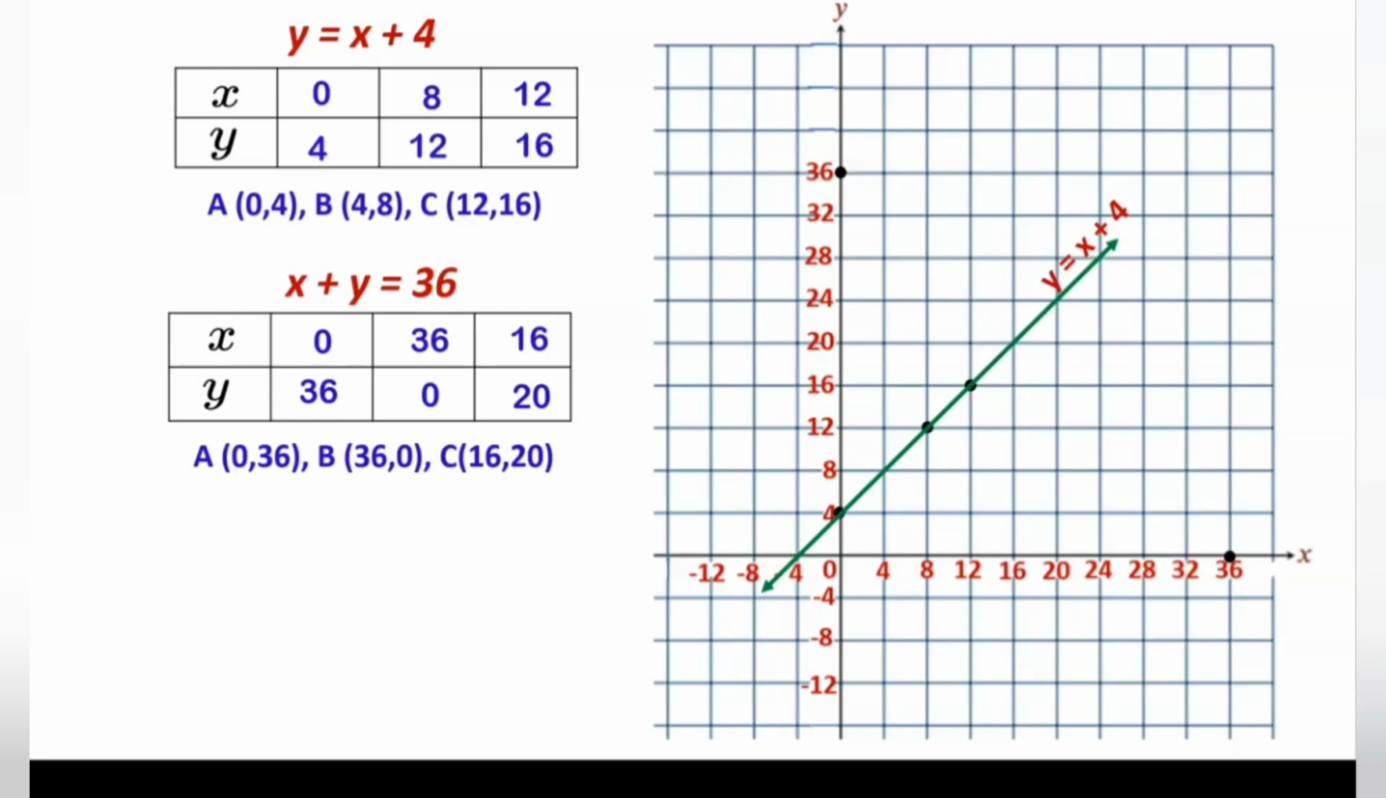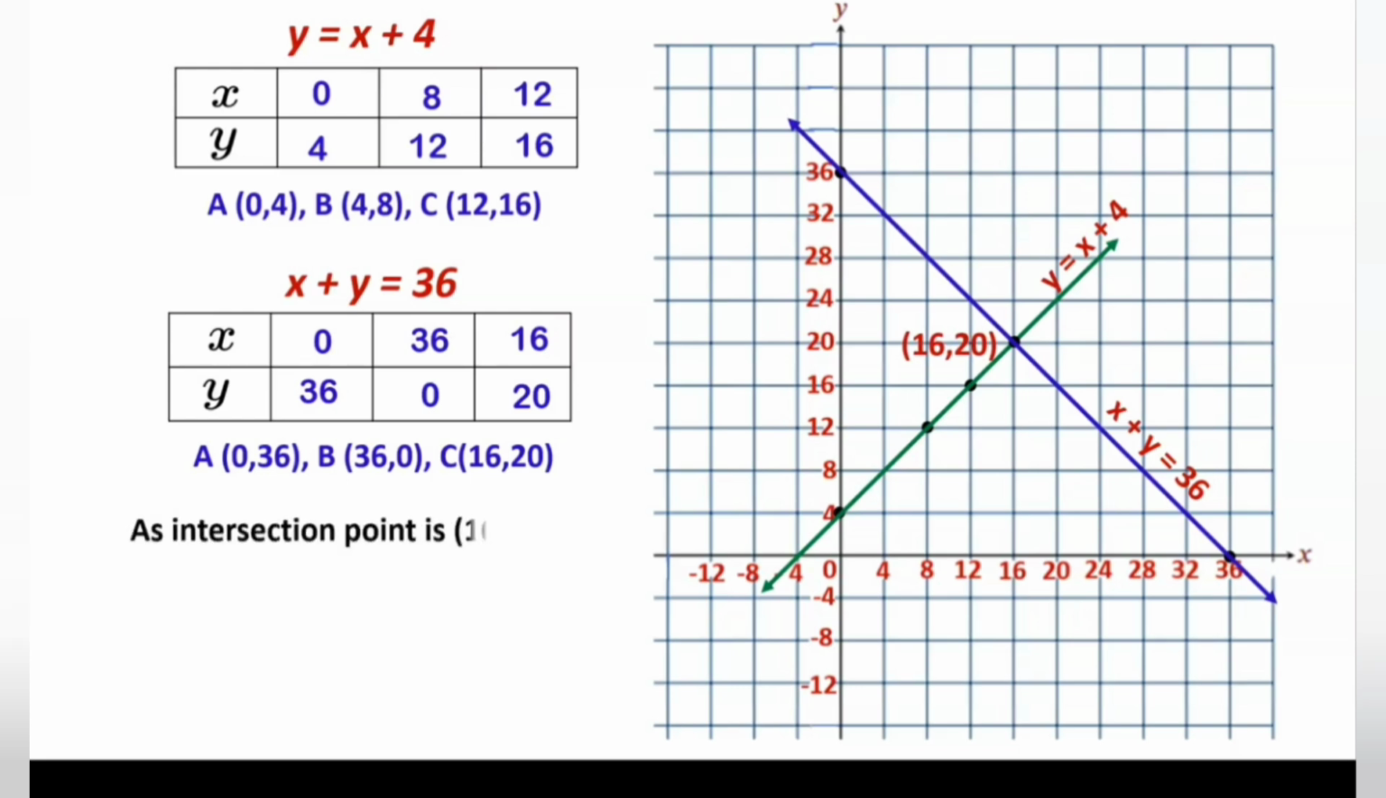And 16, 20. 16 on the x-axis, 20 on the y-axis. So it exactly lies on the straight line, the previous line. So okay, join them, you will get a straight line which is the equation x plus y is equal to 36. Now what is the intersection point here? 16, 20 is the intersection point for both. So as the intersection point is 16, 20, we can say that x value is 16 and y is equal to 20.